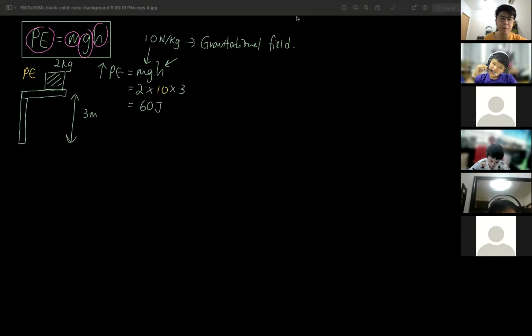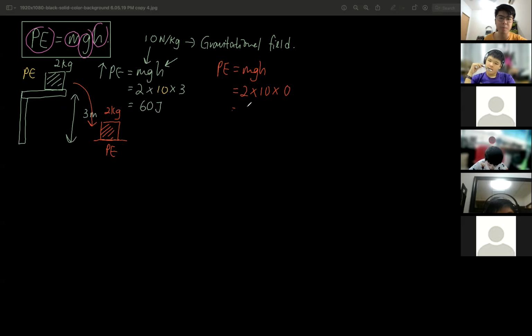Now, let's say I drop the box. I drop the box and now it is on the ground, height 0. Now when I put in the formula, PE equals mgh equals 2 times 10 times 0. Yes, because when it's on the ground, there's no more height. So this whole thing becomes 0 joule, no potential energy.